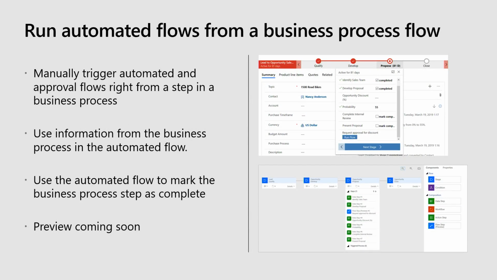Also coming soon is a preview to run automated flows right from inside a business process. So previously, all the tasks within a process flow were either manual fields that you entered information into, or fields that you could trigger actions from, CDS actions from. With this new release, you'll now be able to add an automated flow as a button inside of a business process.